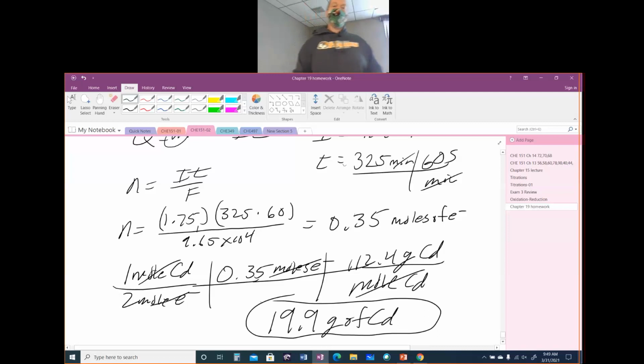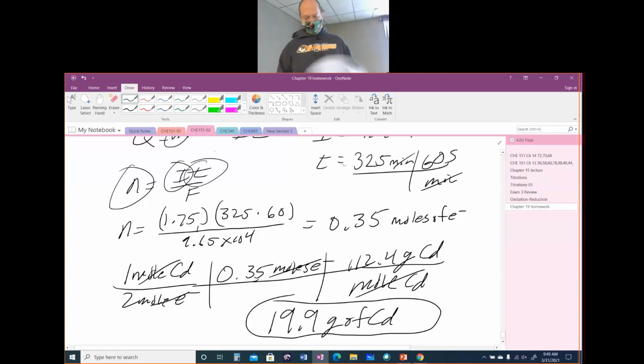All right, and so we solved for moles of electrons, and then we converted that to moles of cadmium and then mass of cadmium. And so you're either going to be solving for N, or you could be solving for current. The first one that we did, solve for time. You're not going to be solving for a constant. That is, of course, a constant.